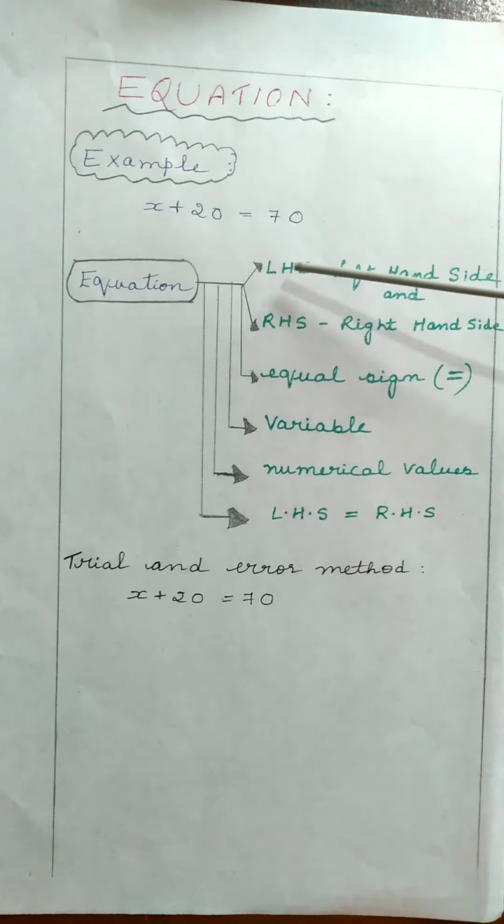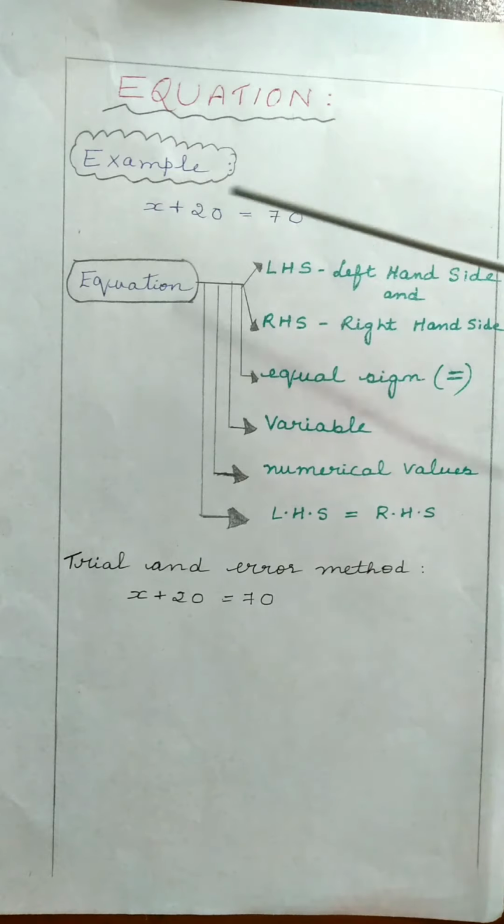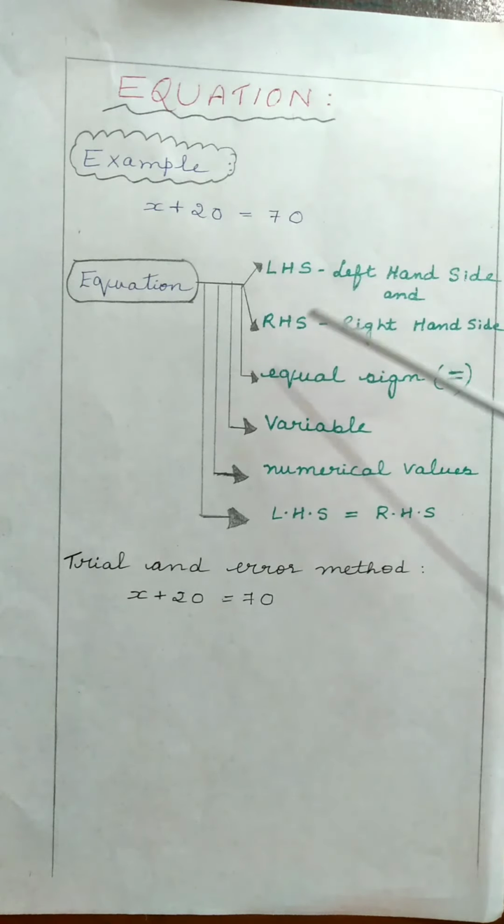Then, along with LHS, RHS and equal sign, a variable will also be present in the equation. So, in this, x is the variable. Then numerical values will also be present. Those are 20 and 70. Therefore, to say whether an expression or example is an equation, we should have LHS, RHS, equal sign, variable and numerical values.